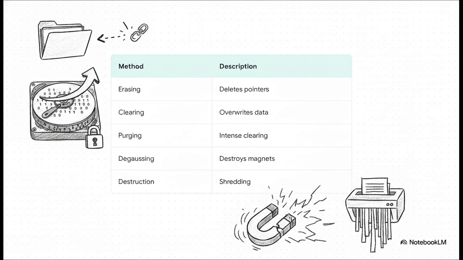Clearing is a step up. It overwrites addressable locations with random bits, meaning you can reuse the media within the exact same security environment. Purging is a much more intense clearing process, so you can reuse the media in a completely different, less secure environment. Then there's degaussing. This exposes the media to a powerful electromagnet, totally destroying the magnetic fields. But for the absolute highest security, physical destruction. Incineration, pulverizing, shredding, that's the ultimate guarantee.